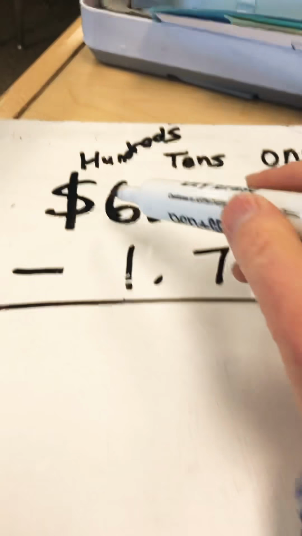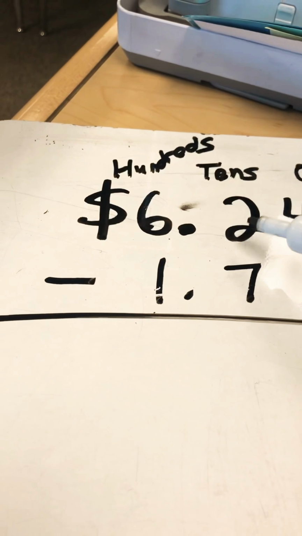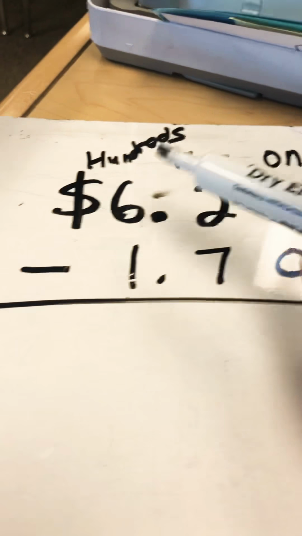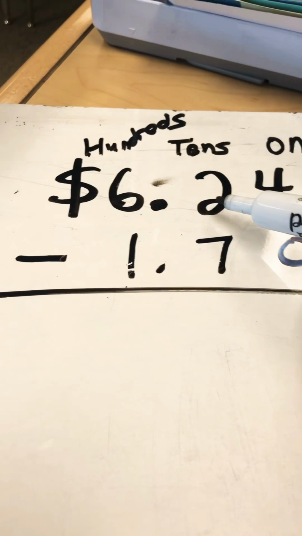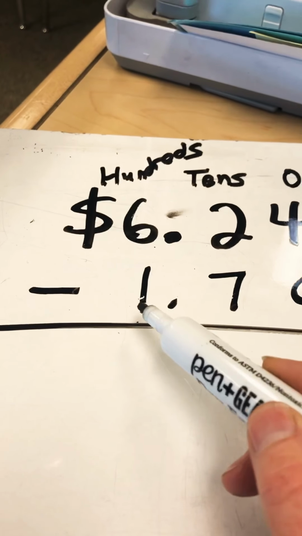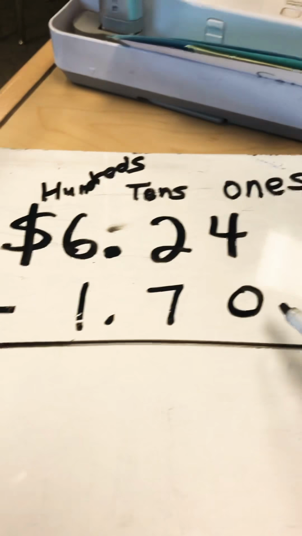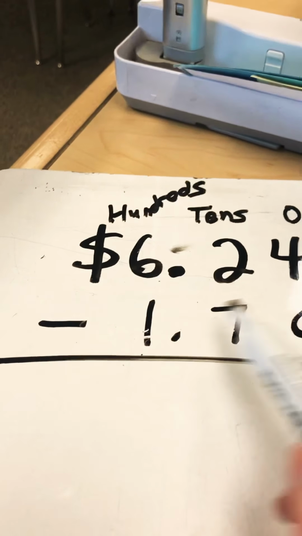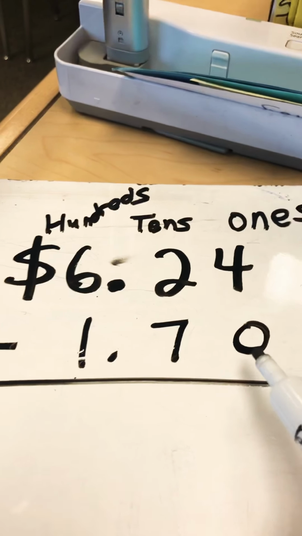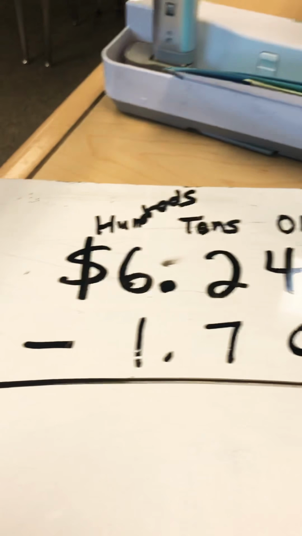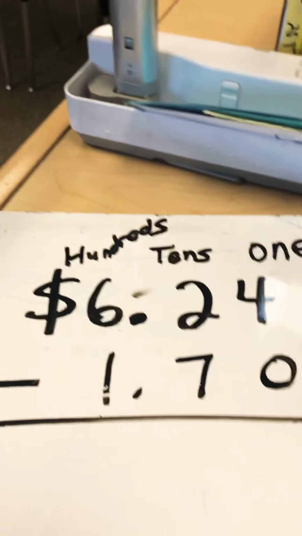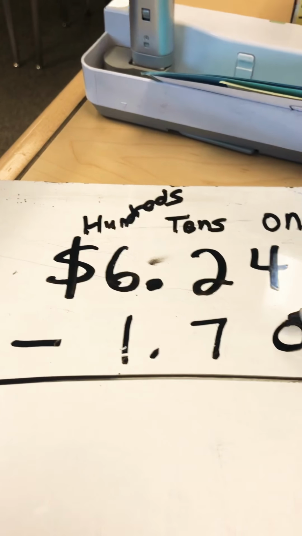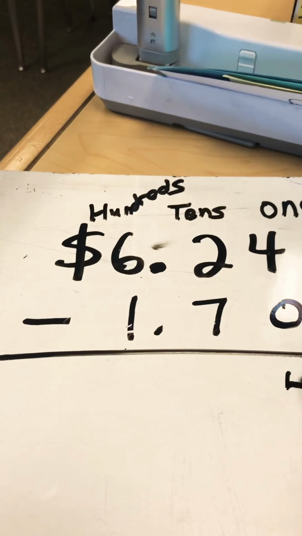So we have $6.24. So we have 6 hundreds, we have 2 dimes, we have 4 ones. And we are subtracting $1.70. So we are subtracting 1 hundred, 7 dimes, and 0 pennies. So for this one, this is pretty easy at first. We say 4 minus 0 is 4.